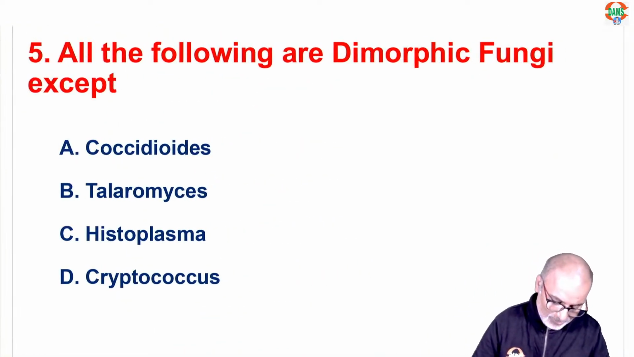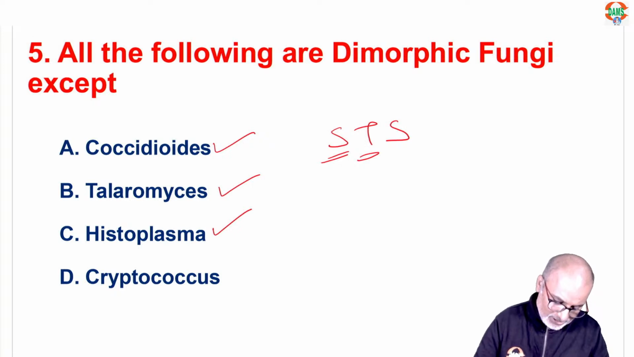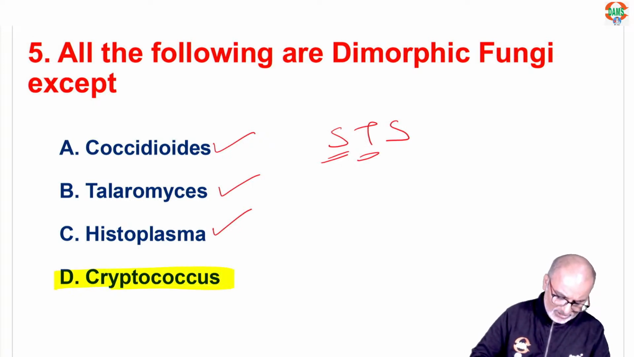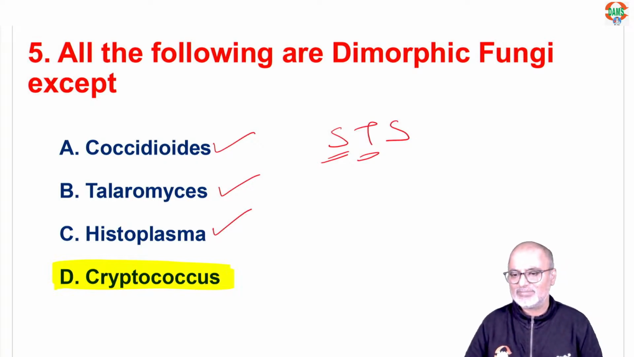Right. So the mnemonic is STS. Systemic mycosis is Coccidioides, Histoplasma. Talaromyces is there. And Sporothrix. Here Cryptococcus is a yeast. That's all. It is not dimorphic. It is just yeast.